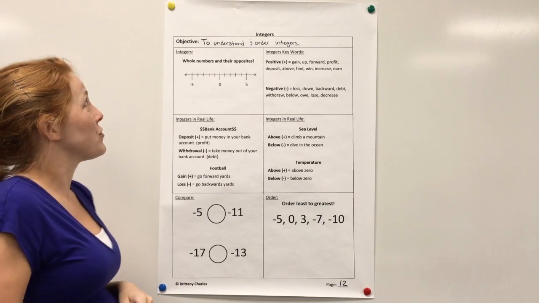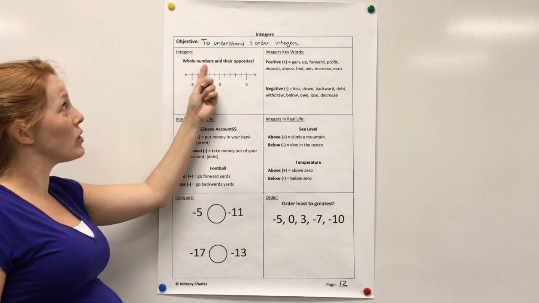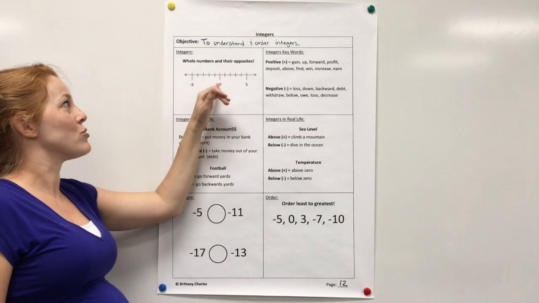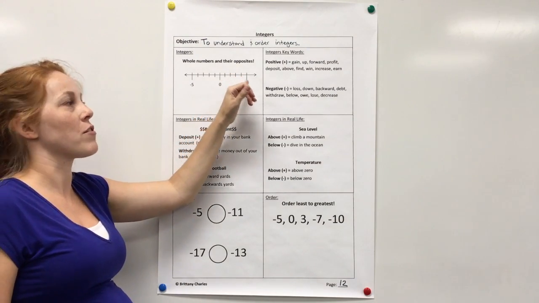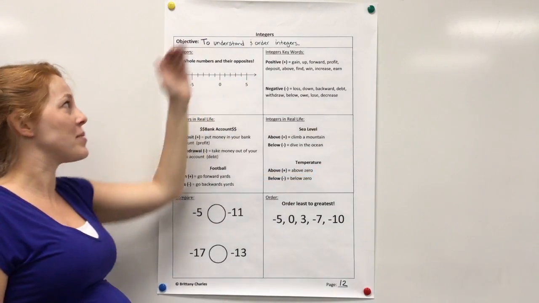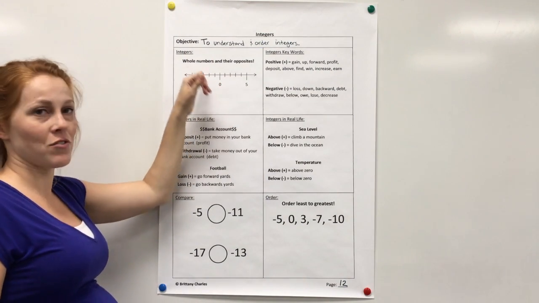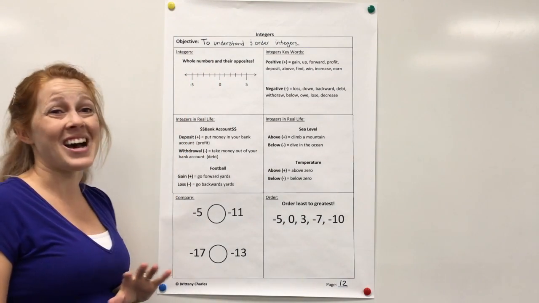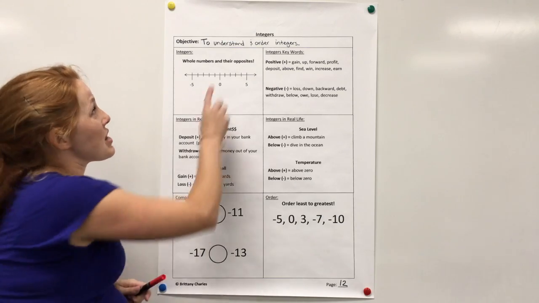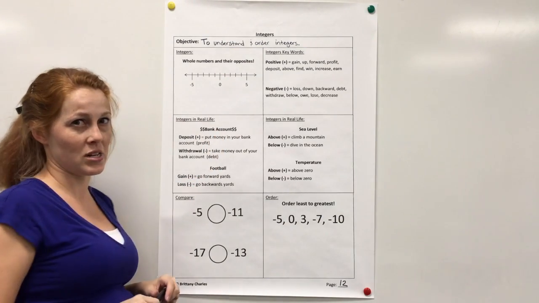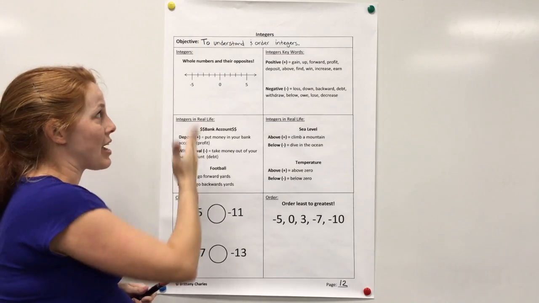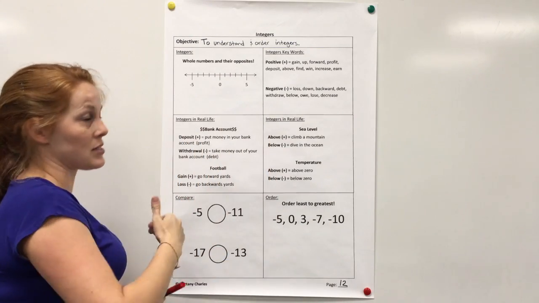All right, well, first of all, integers are all whole numbers and their opposites. So 0, 1, 2, 3, 4, 5, etc. And their opposites, -1, -2, -3, etc. Okay, it does not include fractions or decimals. So anything in between would not count as an integer. Integers are just the exact whole numbers and their opposites.